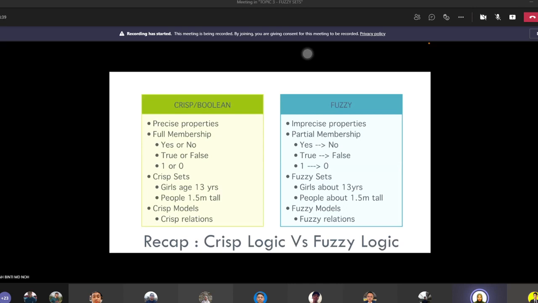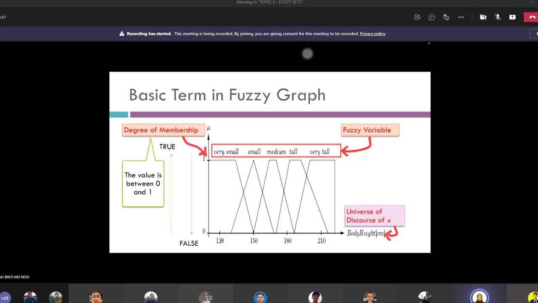Okay, so right, you all nampak slide saya basic term in fuzzy graph, betul tak? Betul. Saya ada masalah sikit sebab dekat saya punya iPad saya dah pergi ke the next slide dah. Alright, but it's okay.